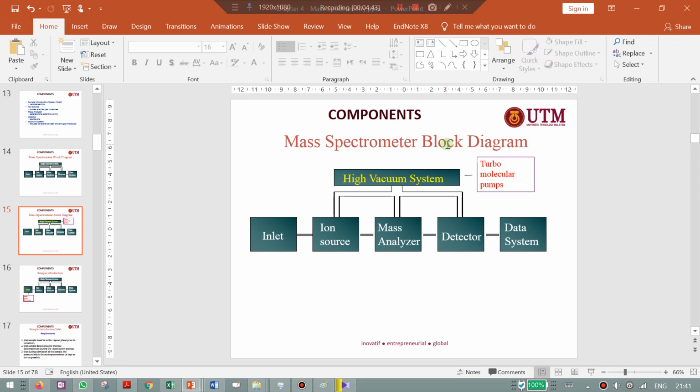Okay, so again, if the question asks you why we need the high vacuum system, you should explain that without the high vacuum system, the collision between the carrier gas and the analyte fragment ions or analyte molecular ions will be much greater, so the efficiency of the transfer from one component to another will be much less compared to the high vacuum system. Okay, that is how you can answer that.